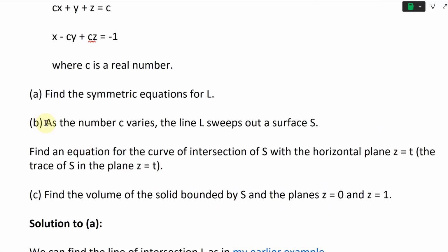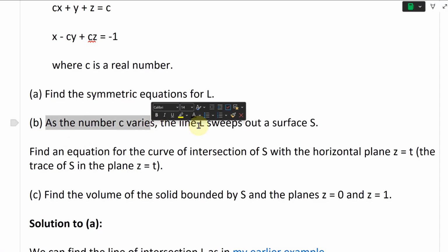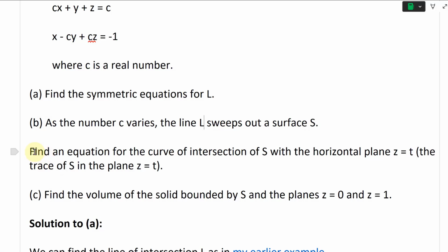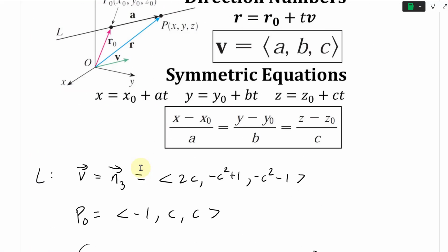So let's go and read over that question again. Part B states, as the number C varies, the line L sweeps out a surface S. And then we're asked to find an equation for the curve of the intersection of S with the horizontal plane Z equals T. In other words, the trace of S in the plane Z equals T. So I'll draw out what this is actually asking us to do. It's a bit out there.